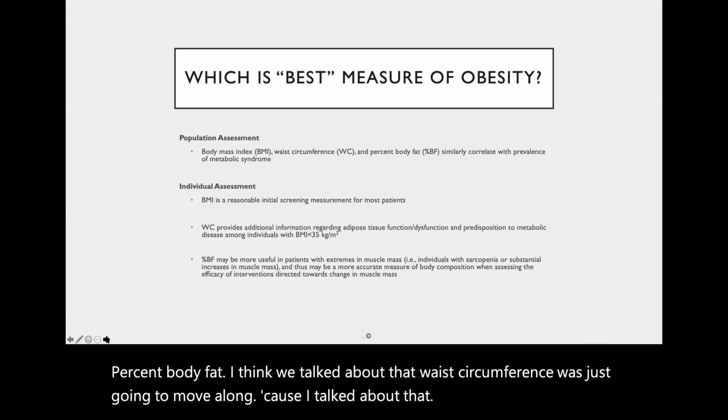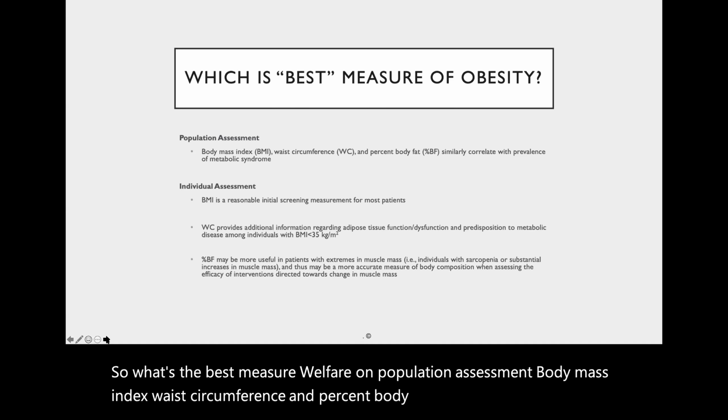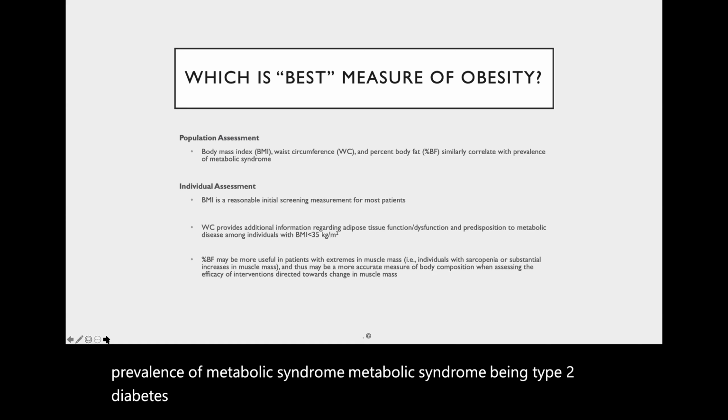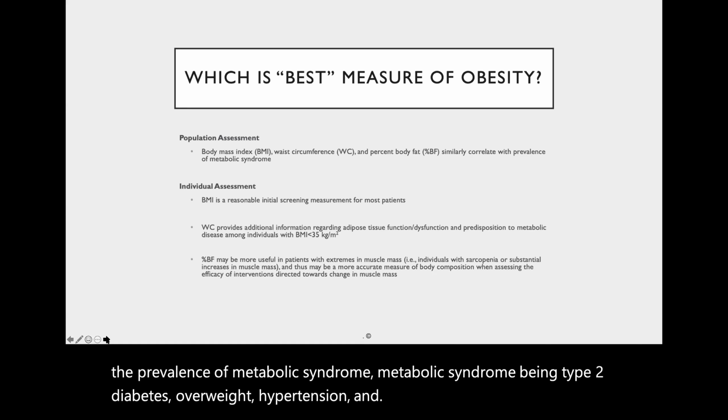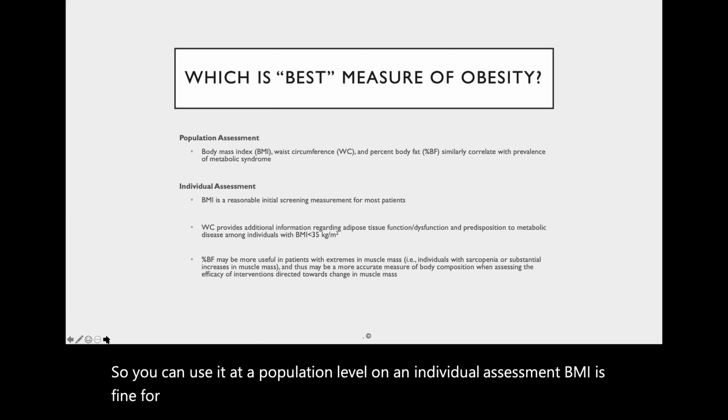So what's the best measure? Well, for a population assessment, body mass index, waist circumference, and percent body fat similarly correlate with the prevalence of metabolic syndrome. Metabolic syndrome being type 2 diabetes, overweight, hypertension. And so you can use it at a population level. On an individual assessment, BMI is fine for screening, but once you're going to manage somebody, you really want to get better measures.